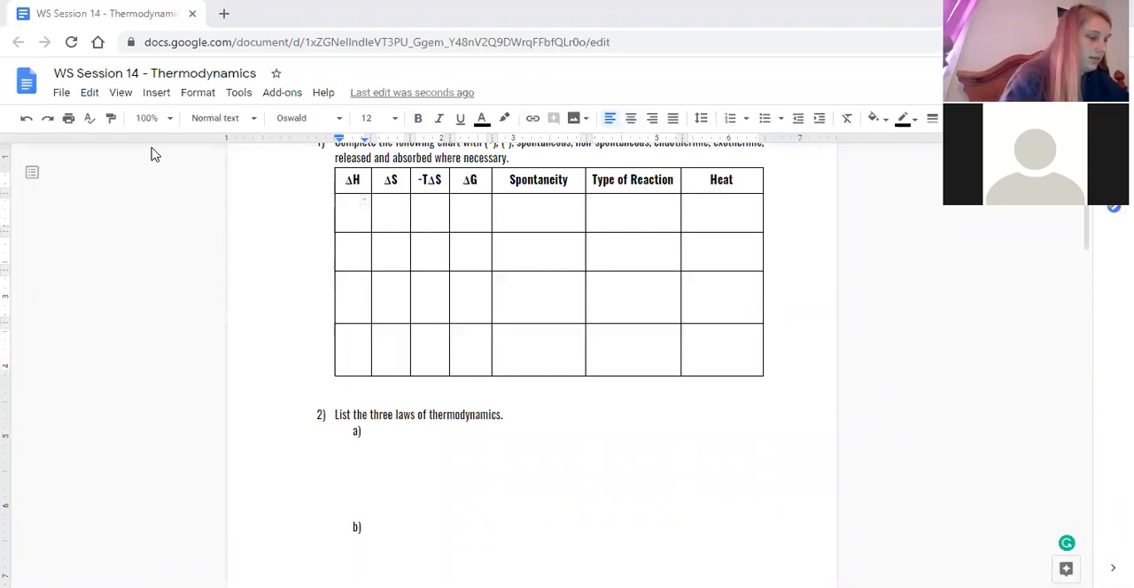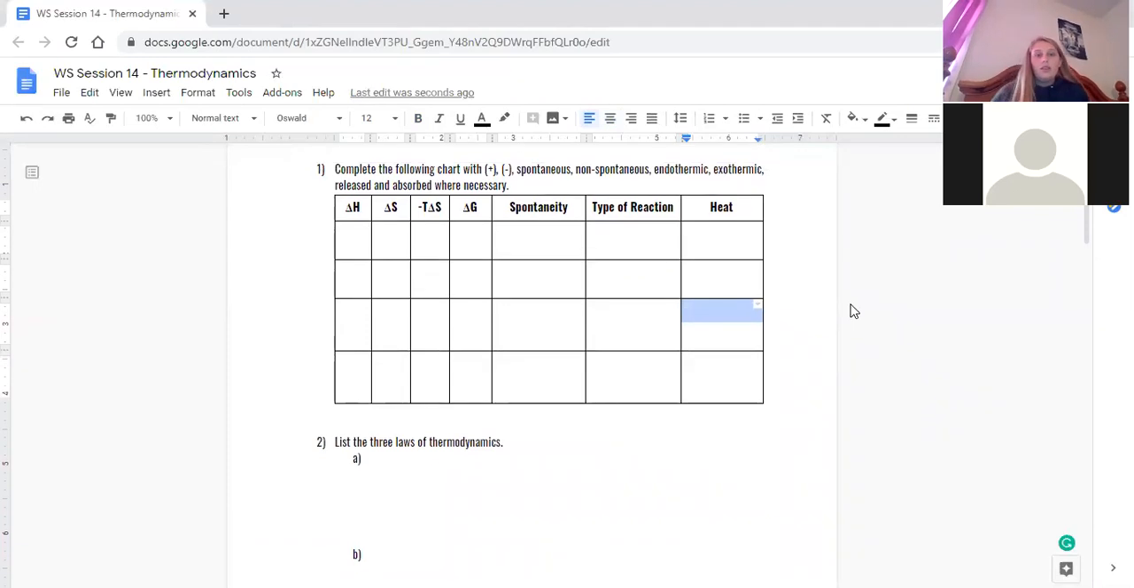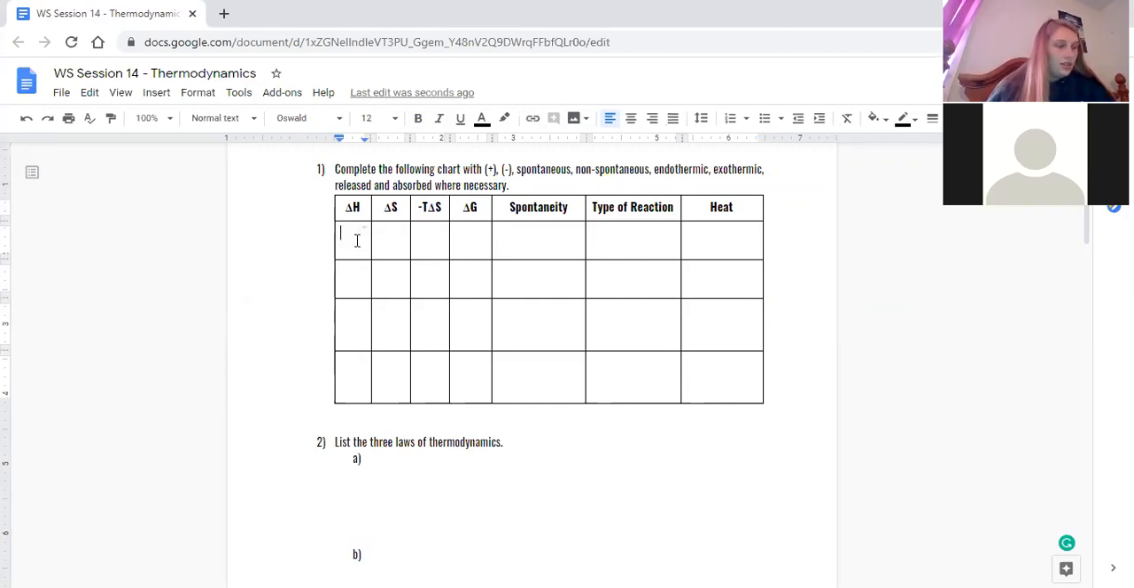That's not the right thing. Okay, so we'll fill in this little table. We're going to complete the chart with positive, negative, spontaneous, non-spontaneous, endothermic, exothermic, released and absorbed where necessary. And so we're going to do that.